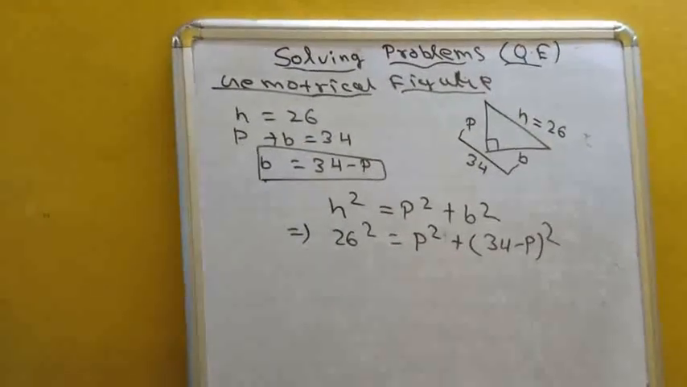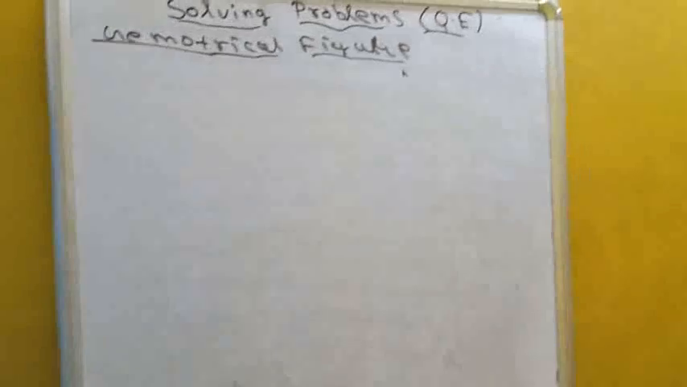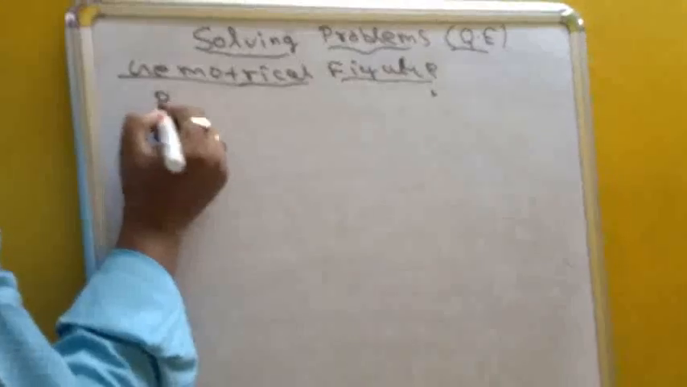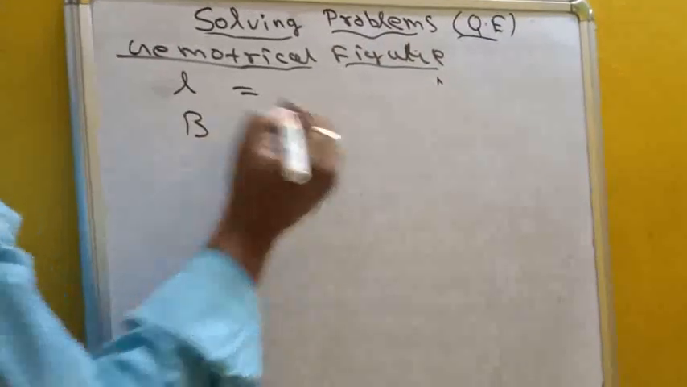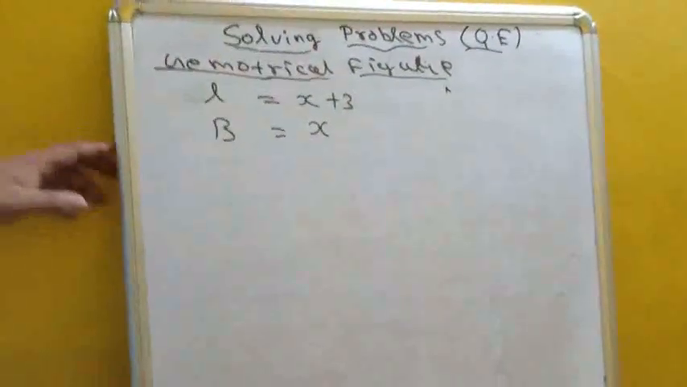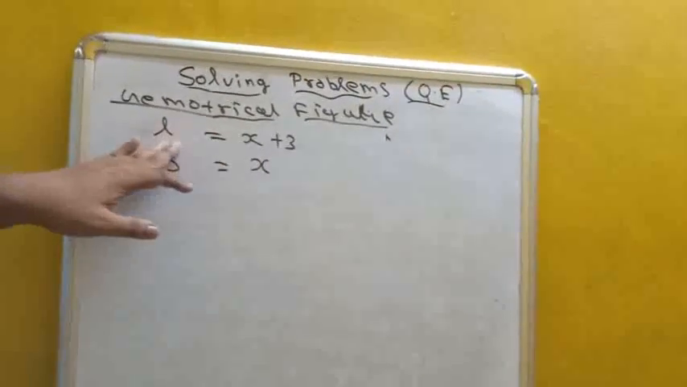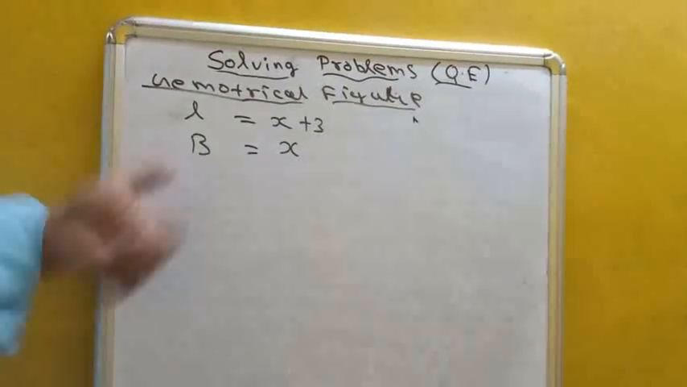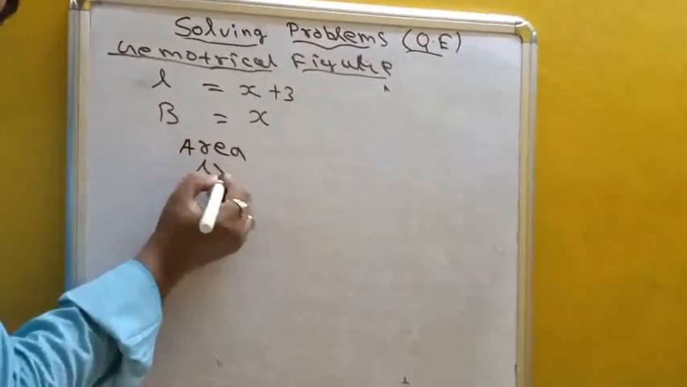Okay, next, a veranda is there. The length of the veranda is 3 meters more than its breadth. So first I have taken breadth equal to x, and length equal to x plus 3. Next, what did he tell? The numerical value of its area. Area equals, how can you write here? L into B. Yes or no?